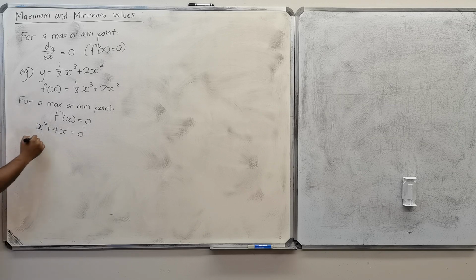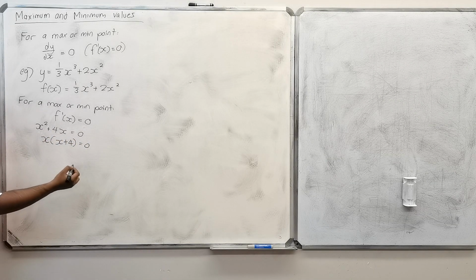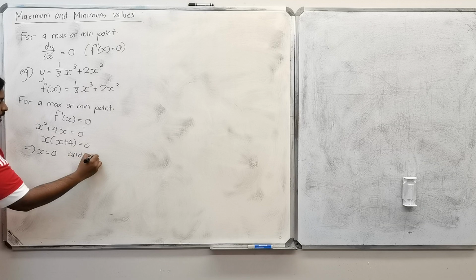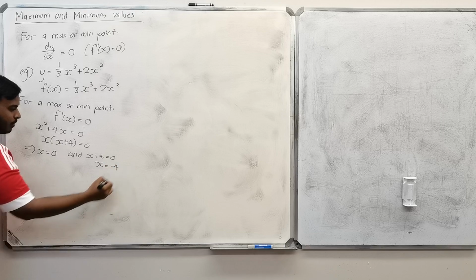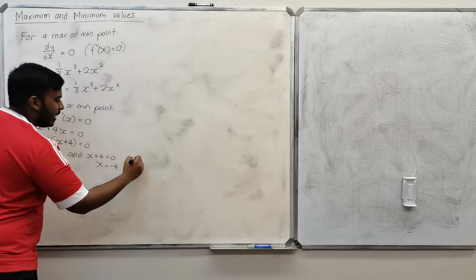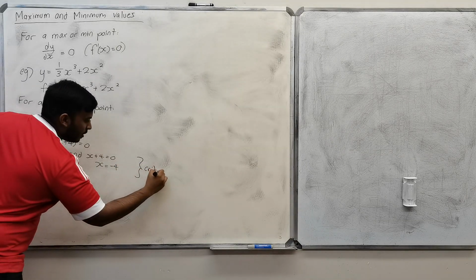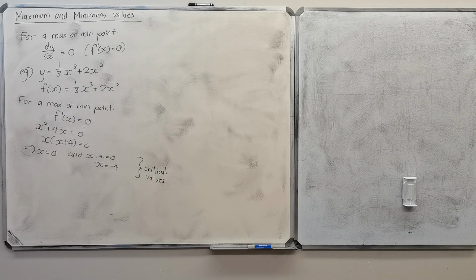To do this, we can just factorize, so you can say x into x plus 4 equal to 0. Therefore, x is equal to 0 and x plus 4 is equal to 0, so x is equal to minus 4. These two values of x, the 0 and minus 4, are your critical values. You're all with me? Anybody confused? Please communicate with me.